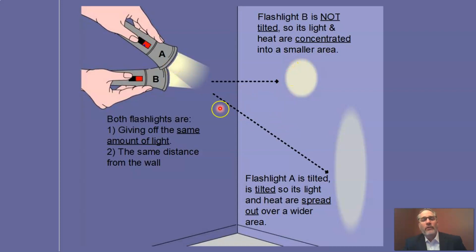Flashlight A that is at a tilt, its light and heat are going to be spread out over a much larger area. We'd say this is less concentrated. So when we tilt that light, we end up with less concentrated light and heat. When it's not tilted, then we have concentrated light and heat. So let's see if we can apply that to what's happening here on Earth.